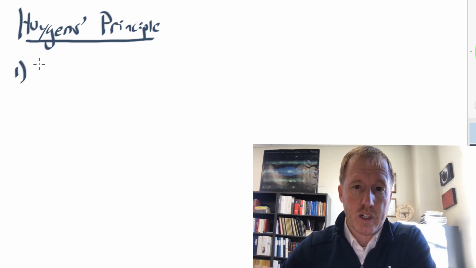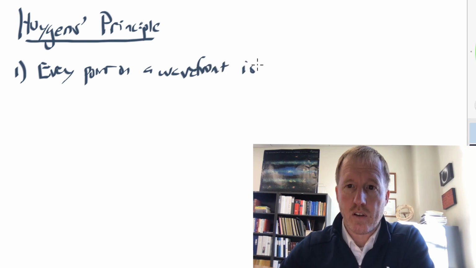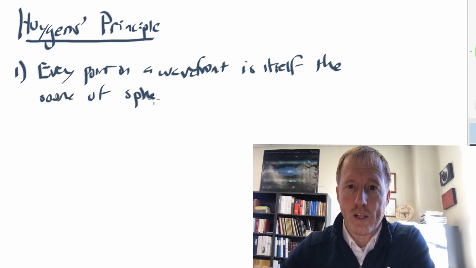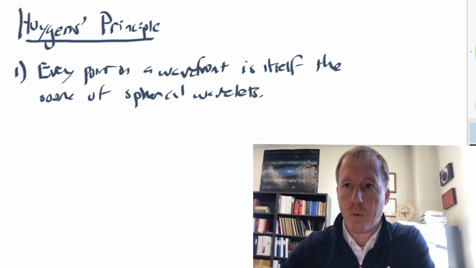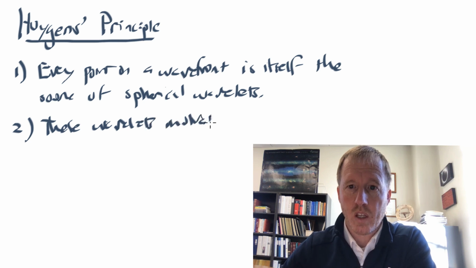He says when you're considering waves, every point on a wave front is itself the source of spherical wavelets. So little waves spreading from each point on the surface of a wavefront. Secondly, these wavelets mutually interfere. They mutually interfere with one another.